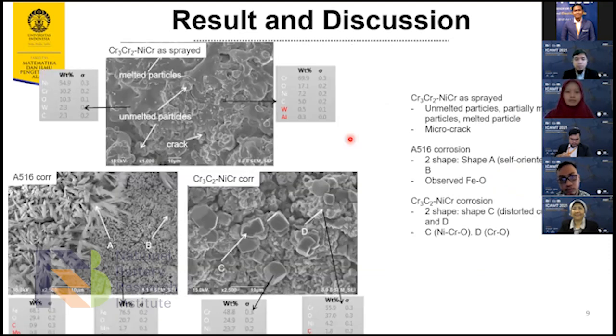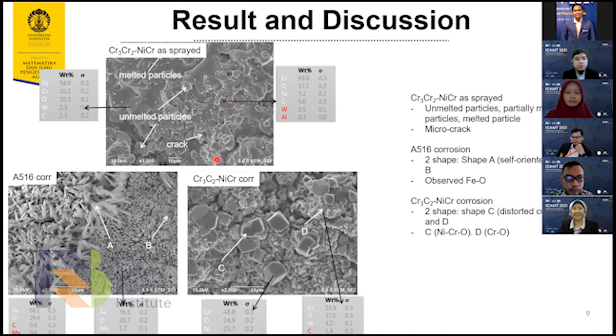Next result shows surface morphology of the coated specimen and uncoated specimen. It is observed from the as-coated specimen in this figure that there were some melted particles, partially melted particles, and unmelted particles. And also cracks, micro cracks, were observed in here.